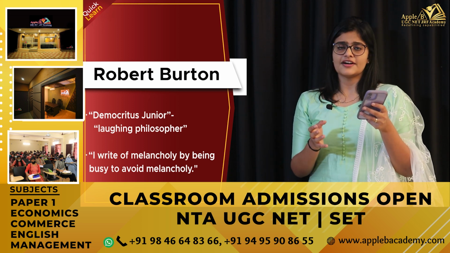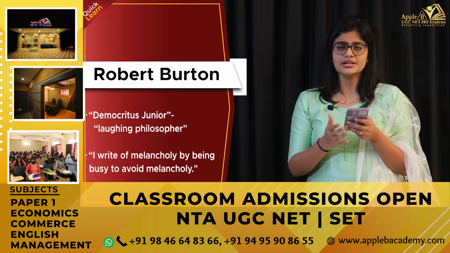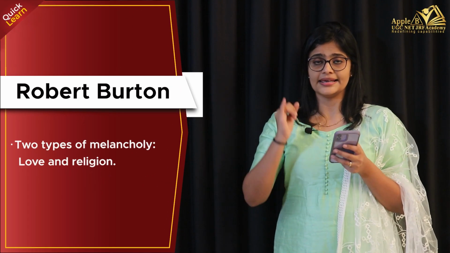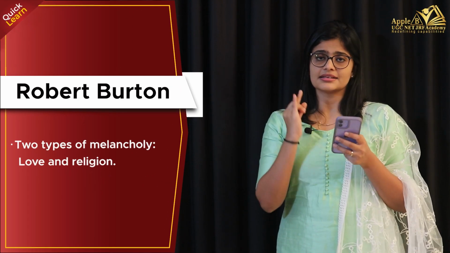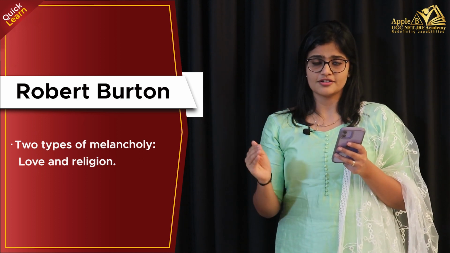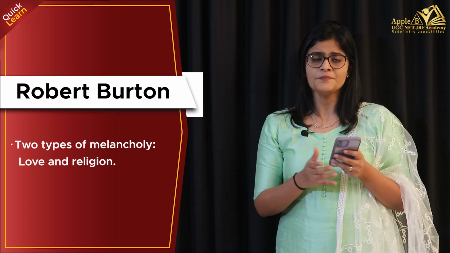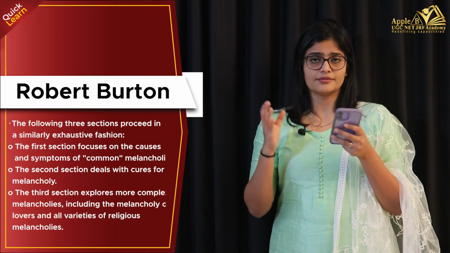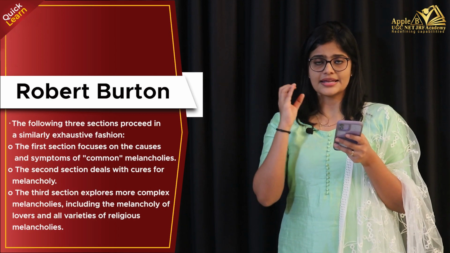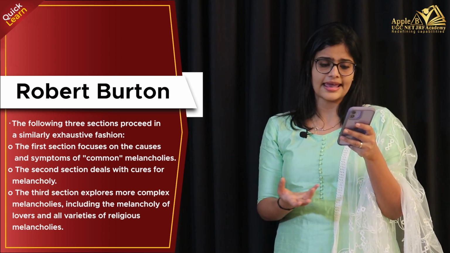1621. And we can find that the text is divided into 3 sections plus an introduction. And in these 3 sections, he introduces the 2 types of melancholy, the love melancholy and the religious melancholy. So according to Robert Burton, there are 2 types of melancholy, love melancholy and religious melancholy. Let's look at the book, divided into 3 sections plus an introduction, and the 3 sections proceed in a similarly exhaustive fashion.